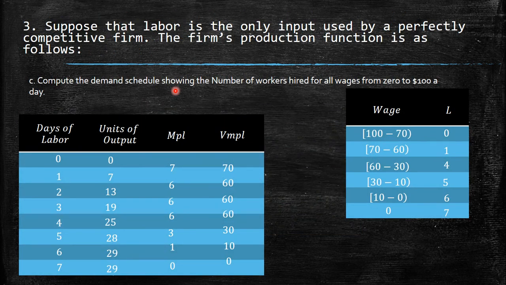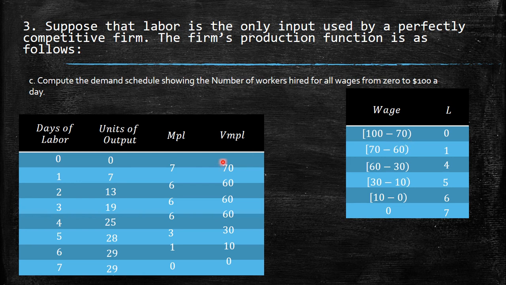Then here, compute the demand schedule showing the number of workers hired for all wages from 0 to 100 a day. So here we have the wage, from 0 to 100. When we have the wage from 100 to 70, sorry, here it is like the cost. So we don't need to be smart enough. We just need to verify that this cost should be lower than the revenue that this worker will bring to me.